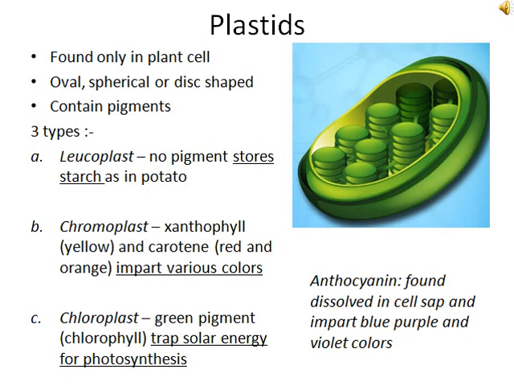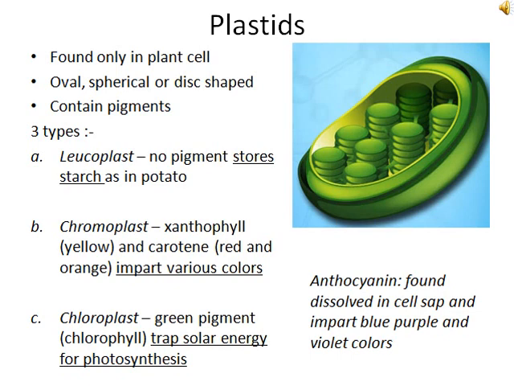Depending upon the pigments present in the plastid, there are three types of plastids: leucoplast, chromoplast and chloroplast. Leucoplasts contain no pigments, so they are colorless. They are usually found in the colorless parts of the plant, such as the stem and the roots. Its main function is to store starch, as in potatoes.